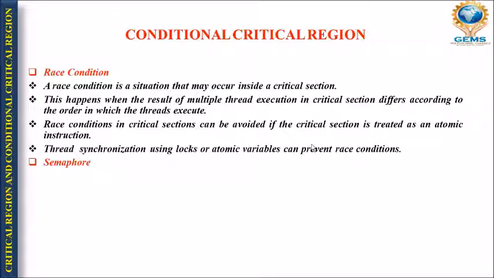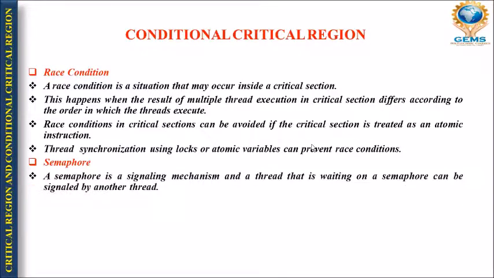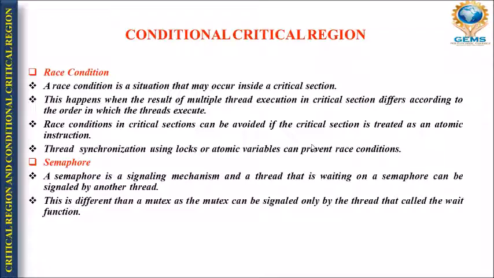Okay, let's talk about semaphore. What is semaphore? It is a signaling mechanism, and a thread which is waiting on a semaphore can be signaled by another thread. So when we are talking about semaphore, it has two states. First state is your signal and next state is your wait state. By using these two signals, we often make synchronization between concurrent processes.